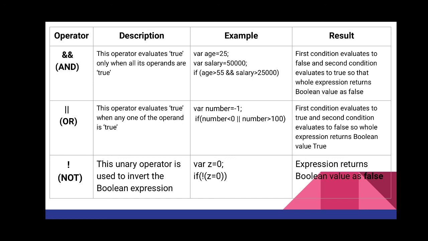Next, third is NOT. Now this is a unary operator. Why unary? Because it requires only a single operand. So we will see what the example has to tell. Where z equal to 0. Now z is 0. If not z equal to 0, now z equal to 0 is true, because z is 0, right?